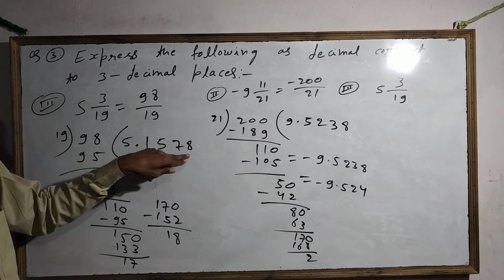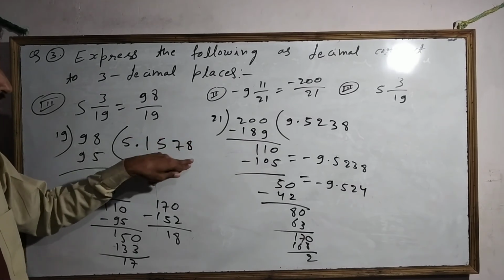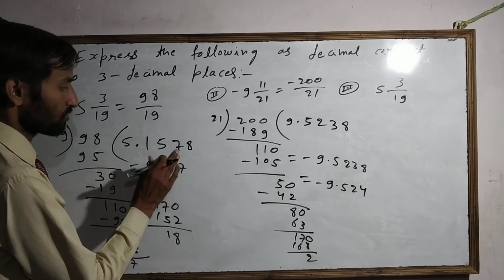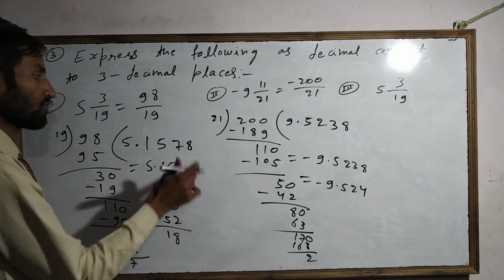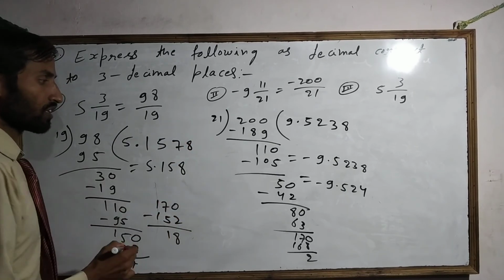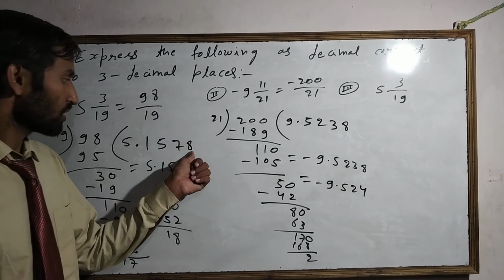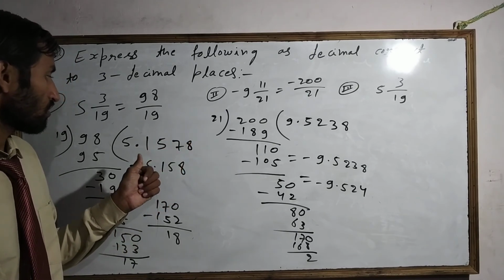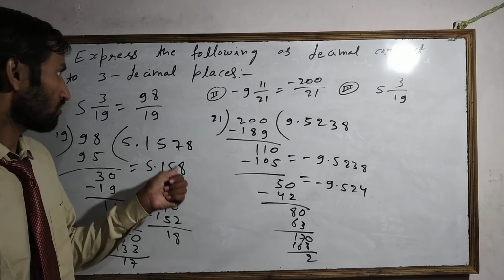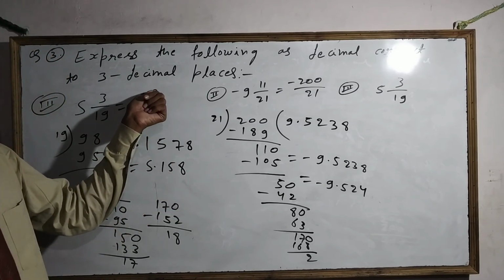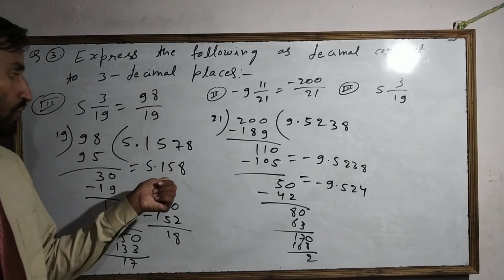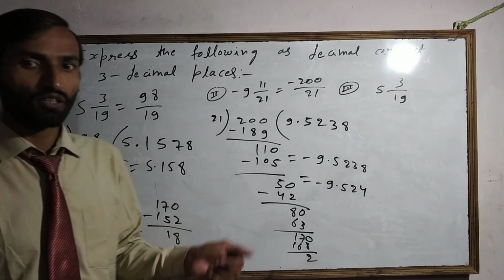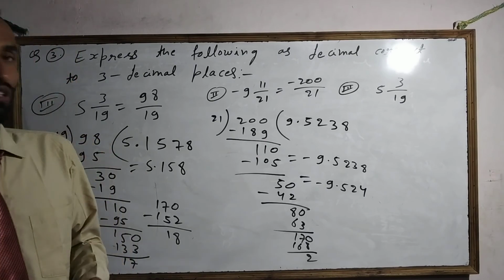Now we have to round off this digit. So the answer so far is 5.157. The last digit is 7, and we add 1 because the next digit is more than 5, so 8 will come. So the final answer is 5.158. The decimal expansion of 98 upon 19 is 5.158 up to 3 decimal places. Okay, this type of question you have to do in the exercise.